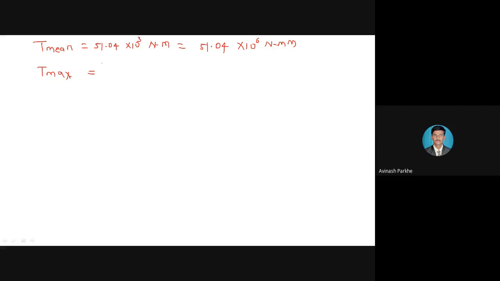And Tmax is equal to 61.25 into 10 raised to 6 Newton mm. Please check your answers, 61.24. Yes, everyone has represented in the chat box. 51.04 into 10 raised to 6 Newton mm is the T mean value, but T mean is not equal to T max. So T max is equal to 1.2 into T mean. You will get the T max as 61.25 into 10 raised to 6. Now the T max is available.